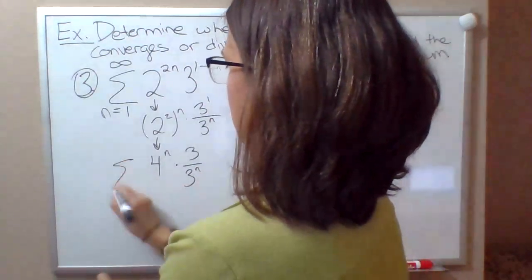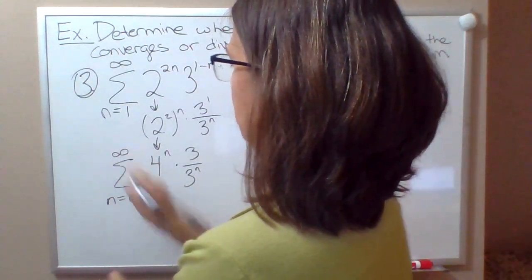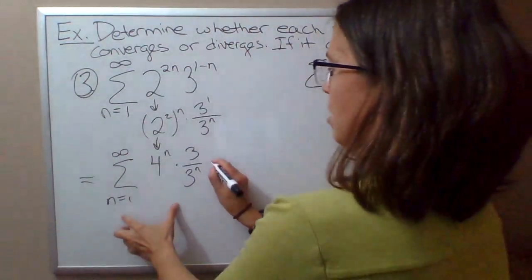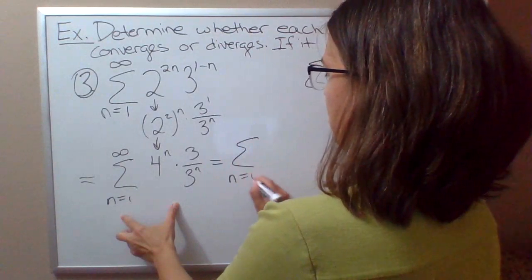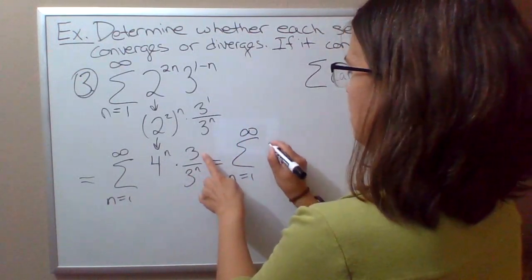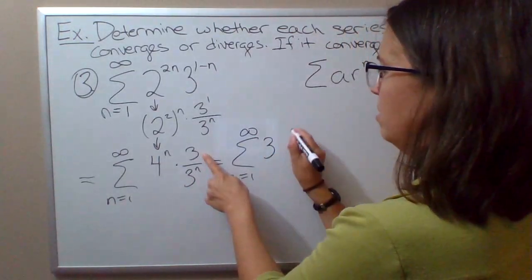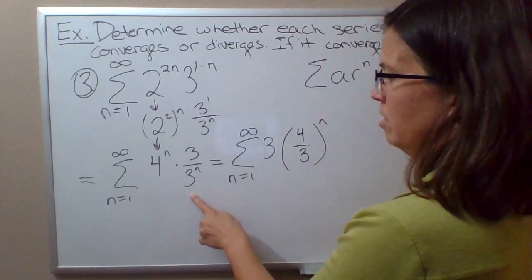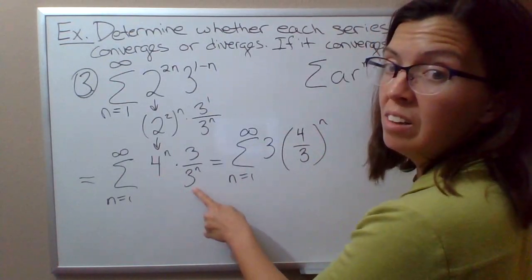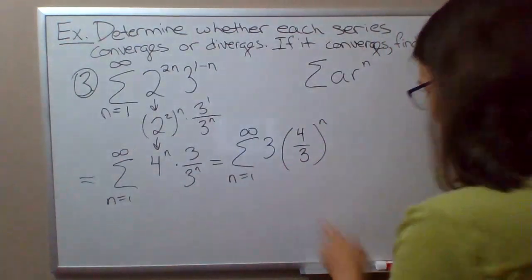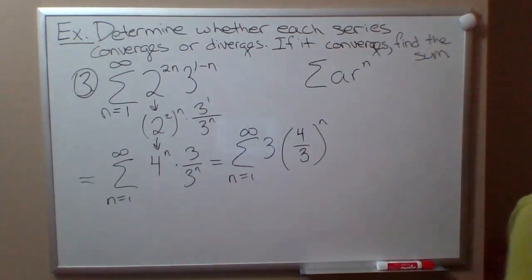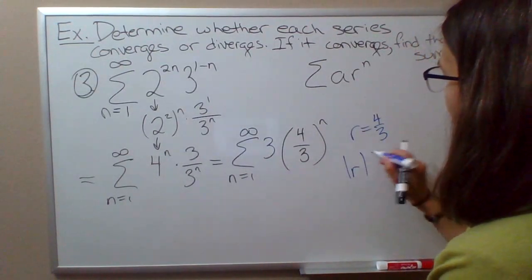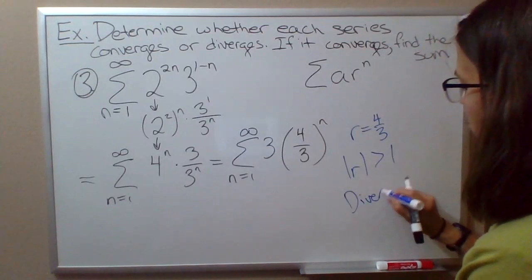Okay. So now we've at least got the series written in this form, which looks a little closer to what we're aiming for here. What you could do now is take this 3, put that in front, and then we have 4 over 3 raised to the n, right? 4 to the n over 3 to the n. And so now we have a common ratio r equal to 4/3. So again, the absolute value of r is greater than 1, and so this series diverges.